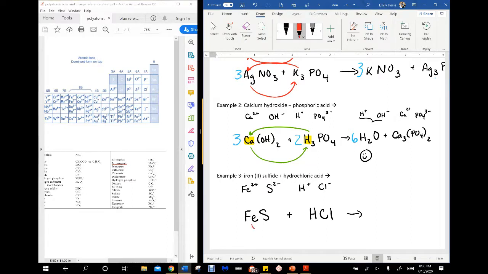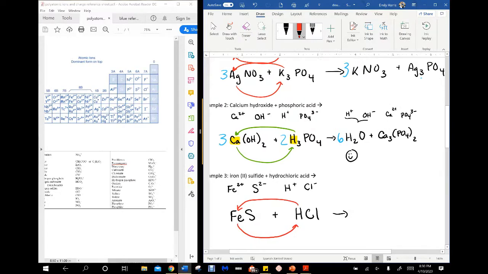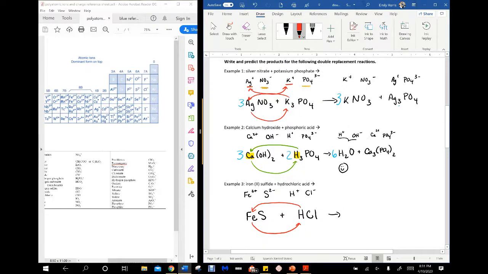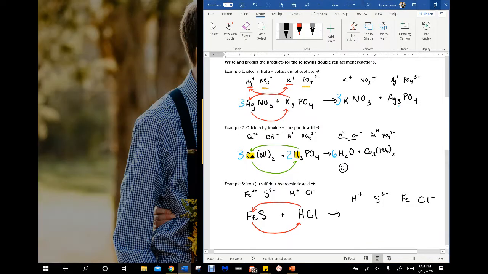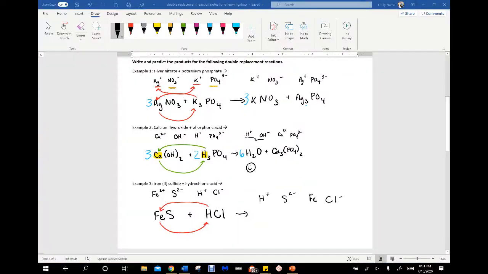Now we're ready to do our swap. We're going to swap out iron and hydrogen. All right. So in our first compound, sulfur hasn't gone anywhere, but it's now going to be paired with hydrogen. In our second compound, chlorine hasn't gone anywhere, but it's now going to be paired with iron. I'm going to close that out for a second so we can have a little more space now. All right. There we go.